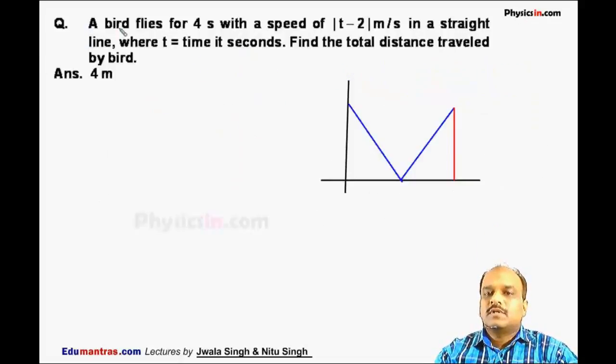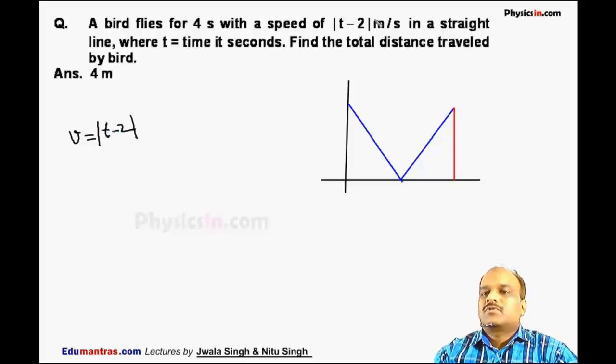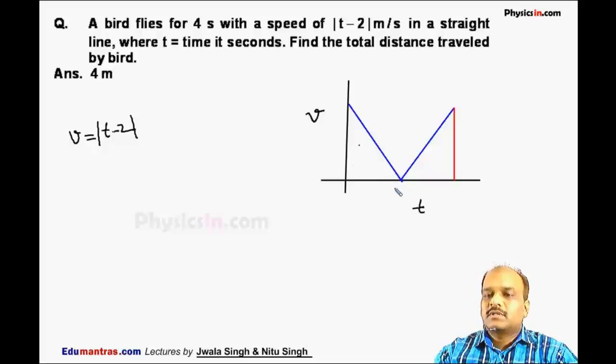Now the question is, a bird flies for 4 seconds with a speed given by v equal to mod of t minus 2 meter per second in a straight line, where t is in seconds. Find the total distance traveled by the bird in the first 4 seconds. So this is a graph, the speed versus time graph. This time is 2 seconds because the velocity becomes 0 at t equal to 2 seconds.